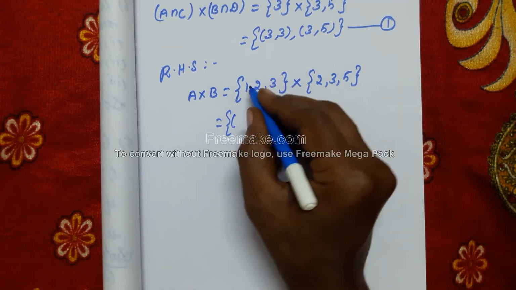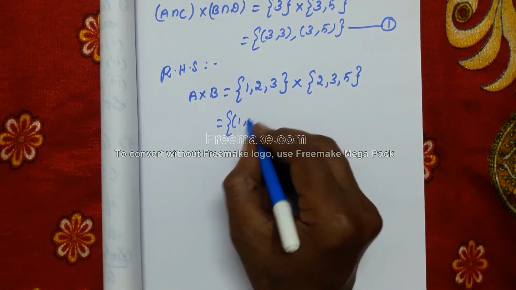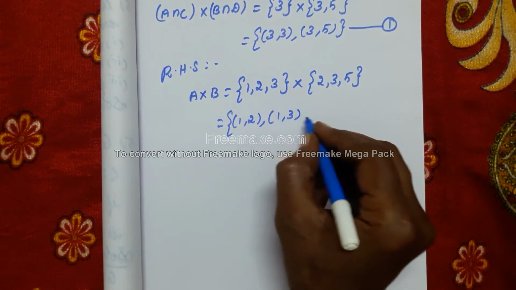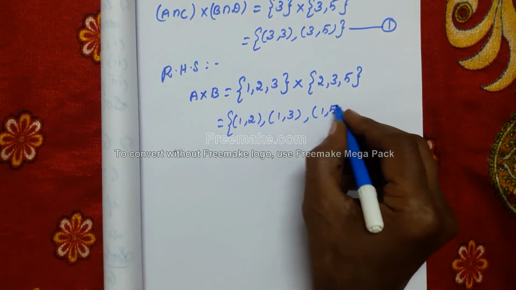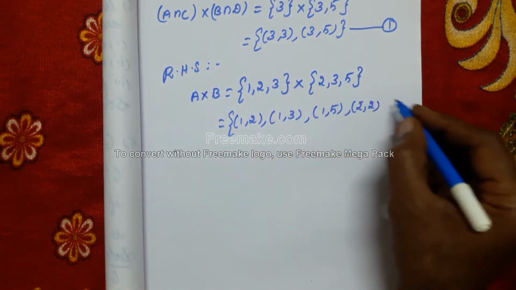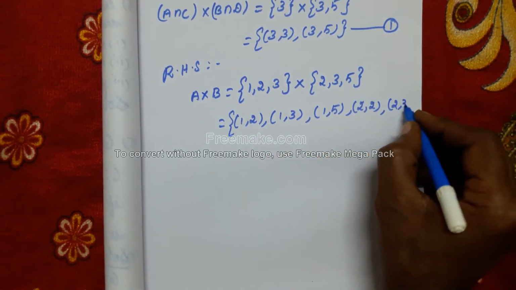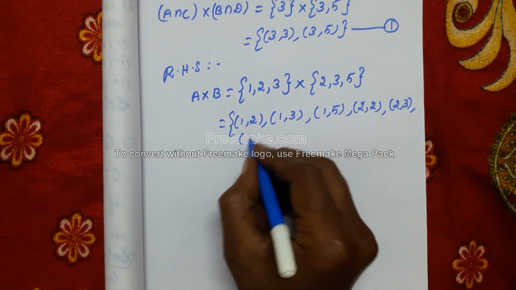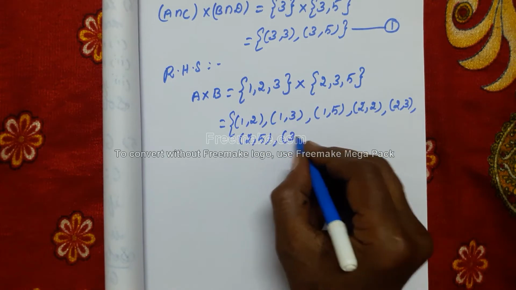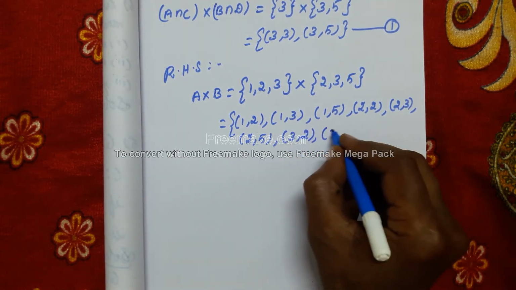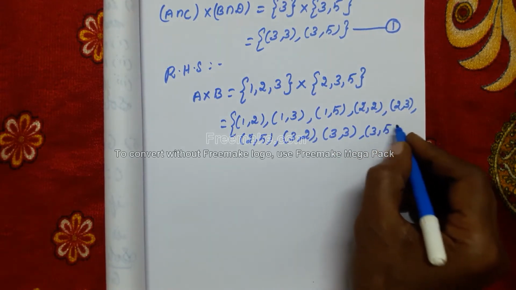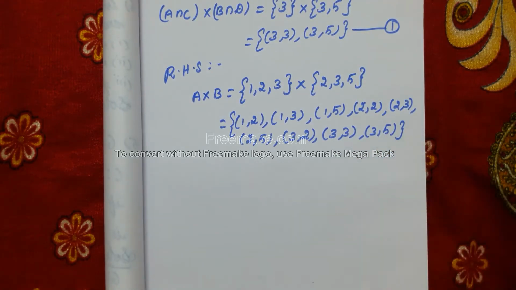So, how can we find out the cross product? 1, 2, 1, 3, 1, 5. Next, 2, 2, 2, 3, 2, 5. Next, 3, 2, 3, 3, 3, 5. It is A cross B.